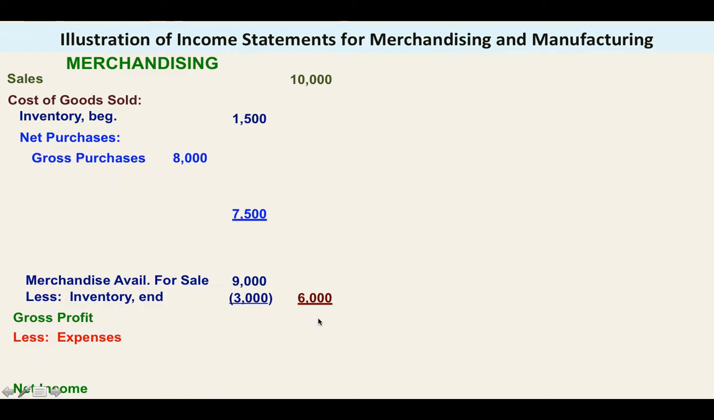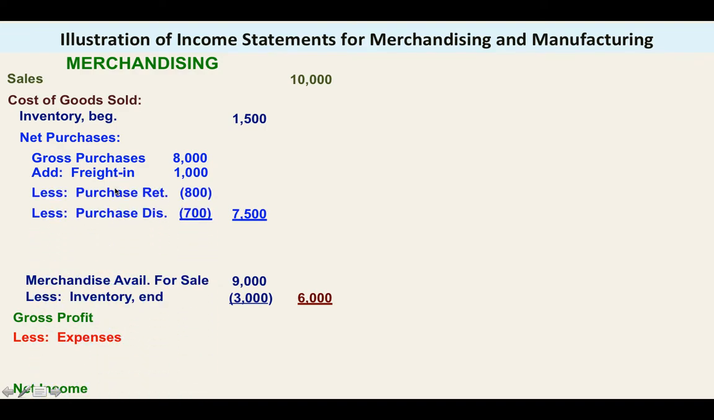Okay, and now for your net purchases, you have to determine the gross purchases, and then you have to add the freight in and then deduct the purchase returns and the purchase discounts. Okay, and that will be the composition of your net purchases. Okay, so here with sales of 10,000, cost of goods sold of 6,000, then it will give you a gross profit of 4,000, and then we have to deduct our expenses. Okay, and it will give you your net income. Okay, so this is merchandising.